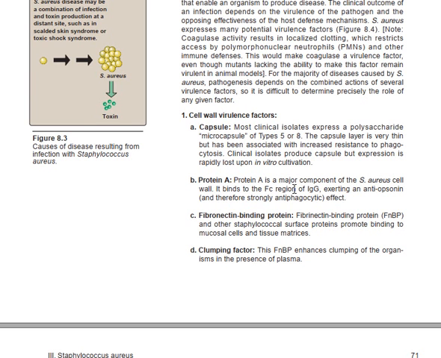And it binds to the Fc portion of the immunoglobulins, exerting an anti-opsonin effect, that is, an anti-phagocytic effect. The next factor that can increase the virulence of Staphylococcus aureus based on the cell wall characteristics is the fibronectin binding protein. The fibronectin binding protein and other Staphylococcus aureus surface proteins promote binding to mucosal cells, so it is capable of binding to the mucosal cells in order to invade those cells.